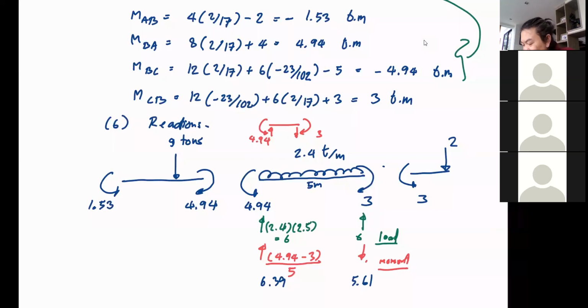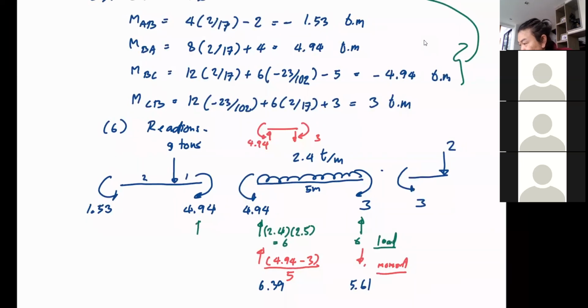So the green one, this is 9 and the ratio is 2 to 1. This is 2, this is 1. So you should know that the reaction due to the load, this one is 6, this one is 3. No calculation required.